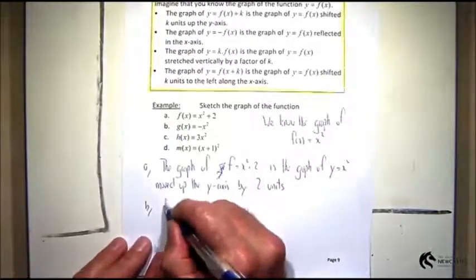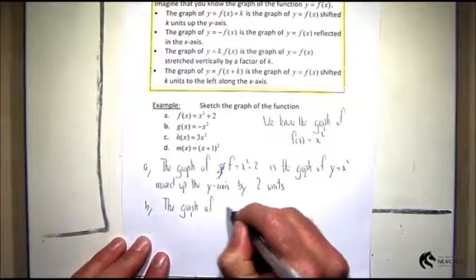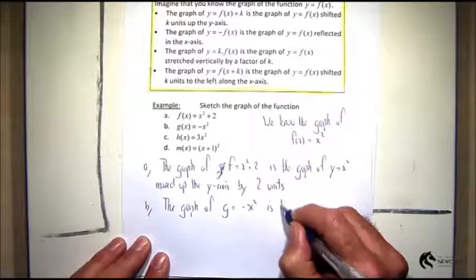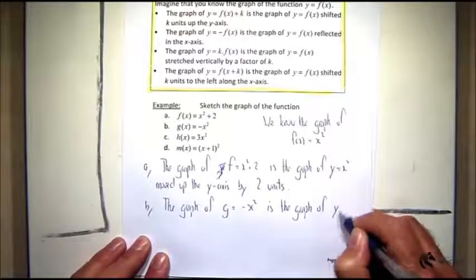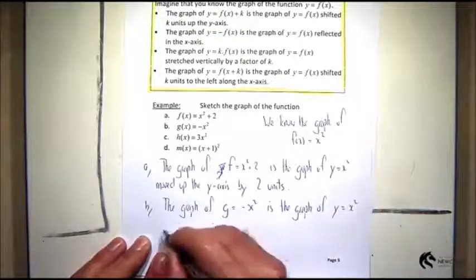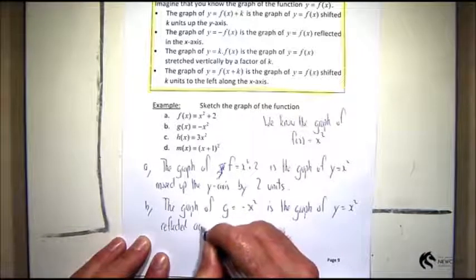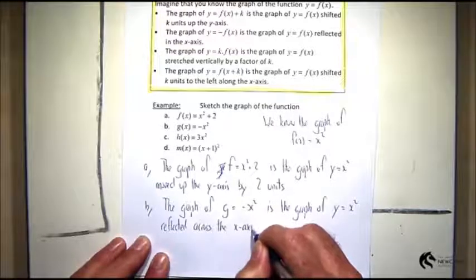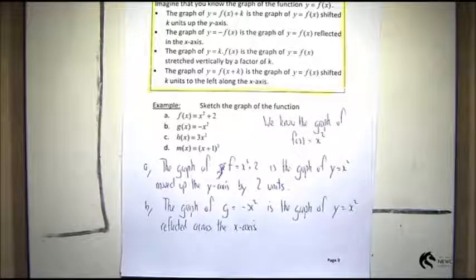So the graph of g is equal to minus x squared is the graph of y is equal to x squared reflected across the x-axis. So given that I know the graph of x squared, I can draw the graph of minus x squared.